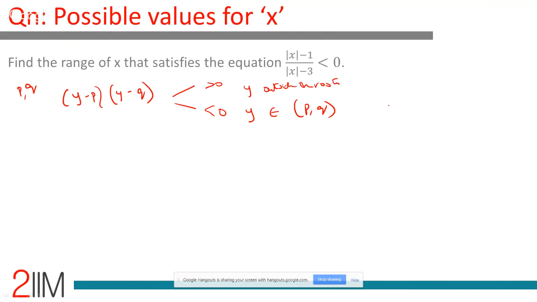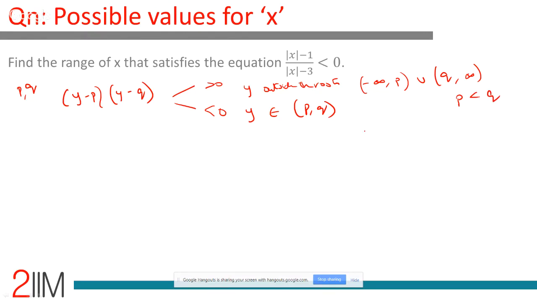Very simple, the very vital funda: (y minus p) by (y minus q), when will it be greater than 0? When y lies outside the roots, or minus infinity to p union q to infinity. I'm assuming p less than q. When will it be negative? y belongs to the range p to q.